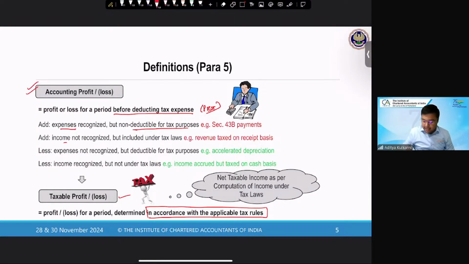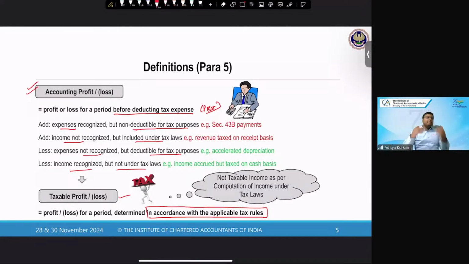Incomes not recognized but included under tax laws. For example, revenue that is taxed on a receipt basis. In my balance sheet, it is sitting as advance from customers. But in tax law, since I got the money, I have to recognize the income. Less expenses not recognized but deductible for tax purposes. Example could be accelerated depreciation. Less income recognized but not under the tax laws. Example, income accrued but taxed on a cash basis. So this gives rise to a taxable profit or loss.